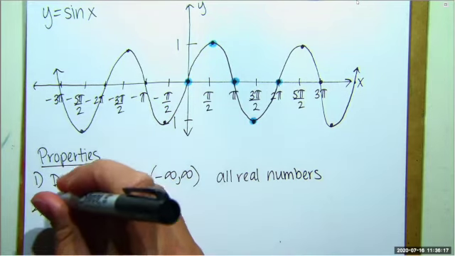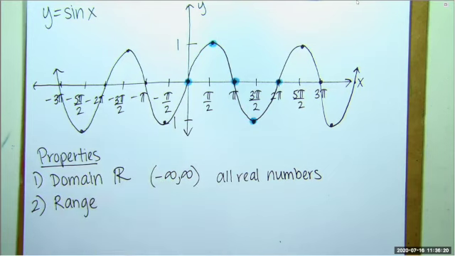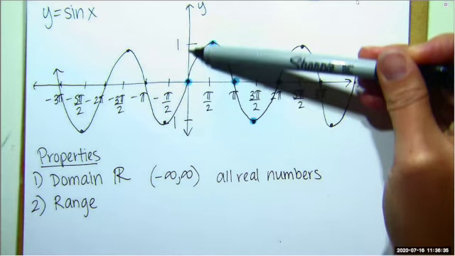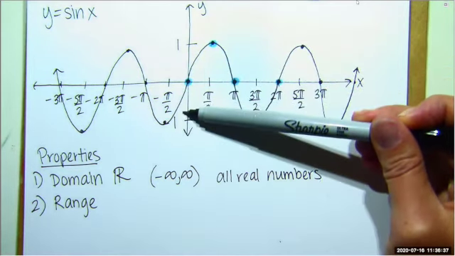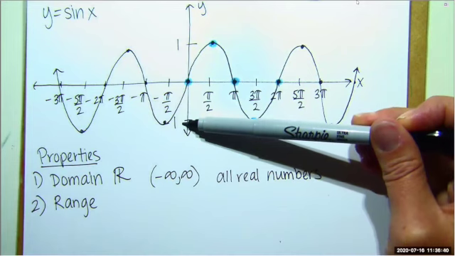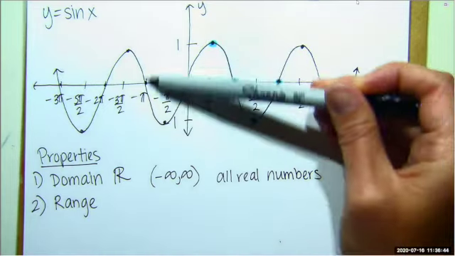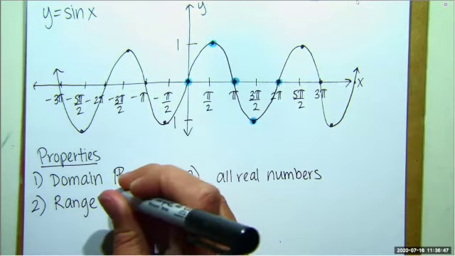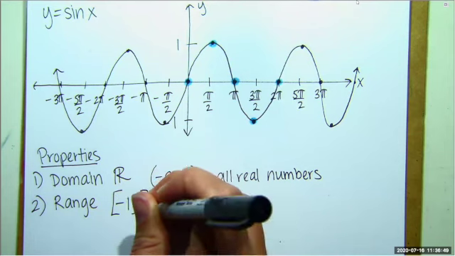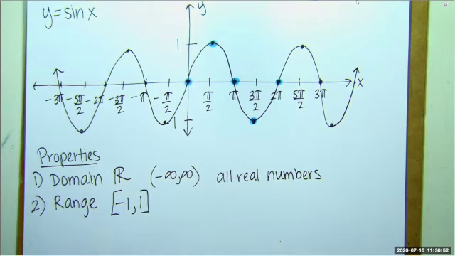The next property is the range. Remember from Math 126, the range is the set of y values that our function actually hits. So looking along the y-axis, what's the smallest y value our function hits? -1. What's the largest y value our function hits? 1, and it hits everything in between. So our range is from -1 to 1. Remember, the brackets mean we include the endpoints.